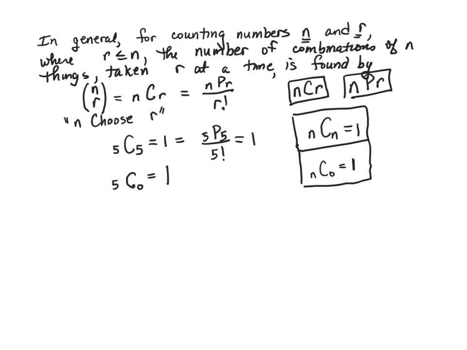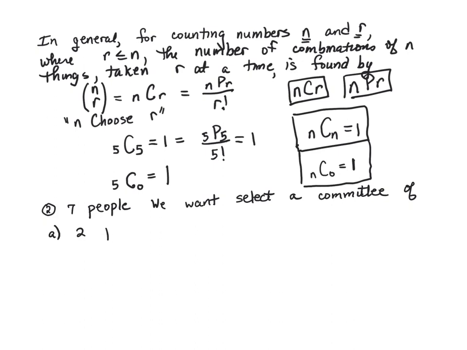Now, let's say we wanted to select a committee of 2 people from a group of 7. So let's do this one. We have 7 people, and we want to select a committee of A, 2 people, and B, 5 people. So I'd like you to pause the video and try these yourselves.